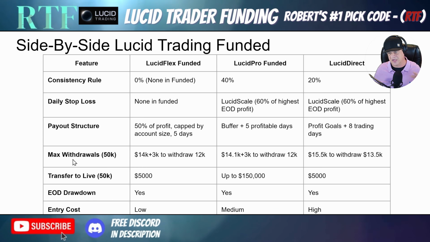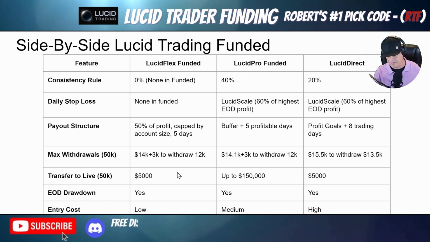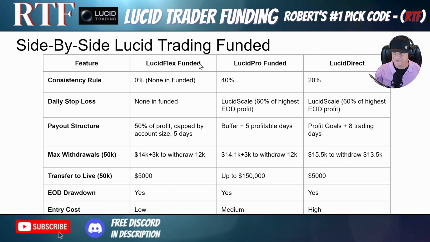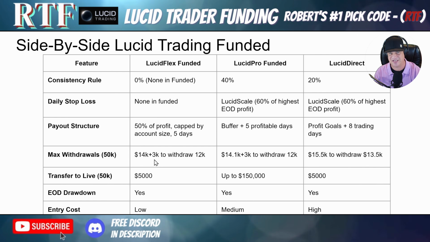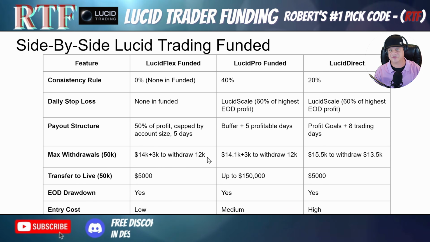Now we're just going to use this as the baseline. That's what most people get. So to withdraw from the LucidFlex account, to withdraw the maximum amount, you would have to make $14,000 plus $3,000 for the test. That's $17,000 to withdraw $12,000. So it's $12,000 is the sum of the 6 payments, the maximum you could take.